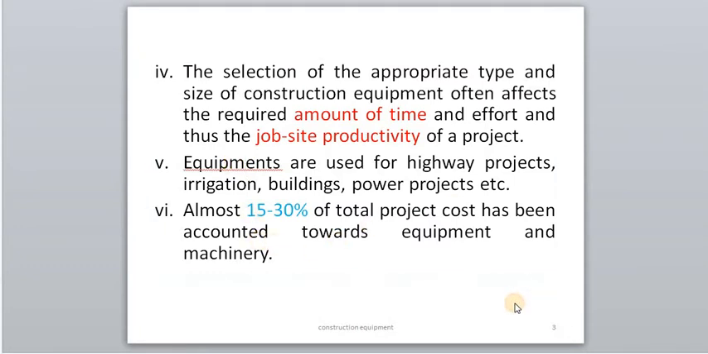What is the amount spent on construction while we are using these construction equipments? The amount is about 15 to 30%. Out of the total cost, 70% is the remaining cost, and 30% is taken by the advanced equipments. So about 15 to 30% of the total cost is taken by the advanced equipments.